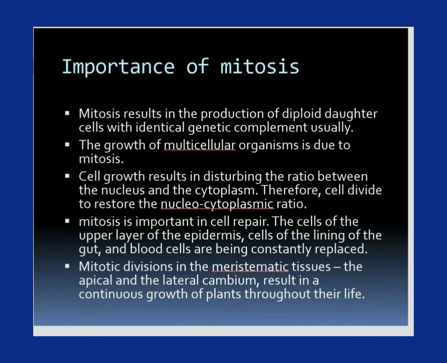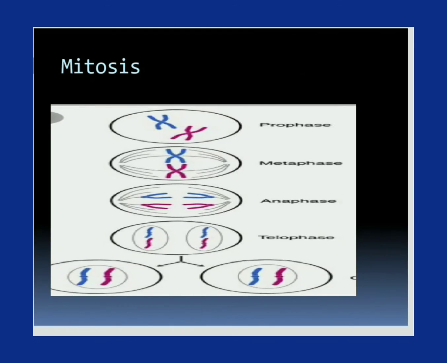Mitosis is important in cell repair. The cells of the upper layer of the epidermis, the lining of the gut, and blood cells are being constantly replaced. Mitotic divisions in the meristematic tissues, the apical and the lateral cambium, result in the continuous growth of plants throughout their life. So it will continue. If any wound happens, that will also be healed due to mitosis. Because of this, the growth will continue.